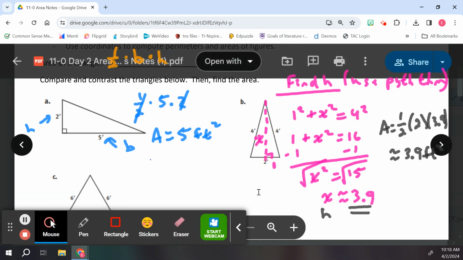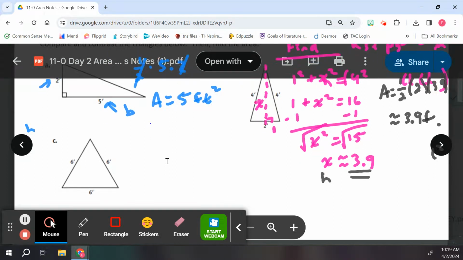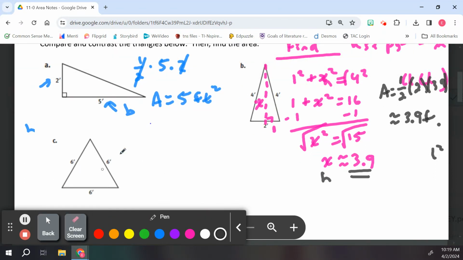Questions on this one? Anything I can address on these two? Okay, taking a look at this, the same thing happens here as it does with an isosceles triangle. We're going to drop an altitude. This will be 3. I'll just label this h, and we're going to find h.